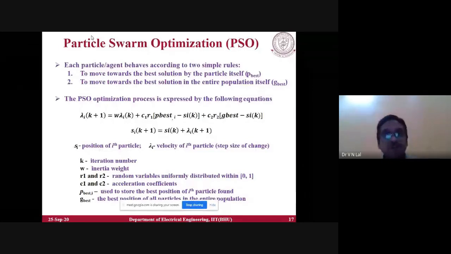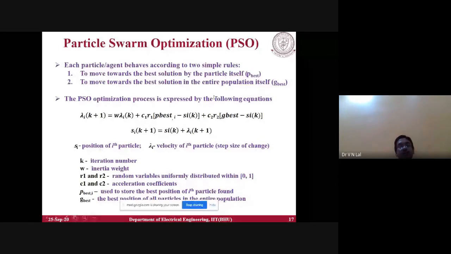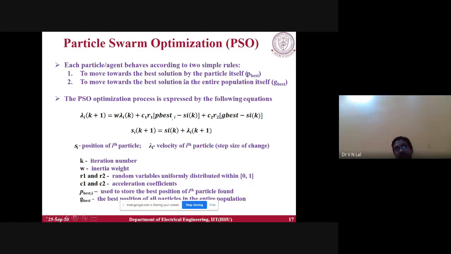So each particle, meaning each agent, a member of that group, behaves according to two simple rules. It will move towards the best solution found by the particle itself according to its own experience. Every particle will have its own experience, so the movement of the individual particle will be based on the best solution by its own experience, that is P best. And the movement of the individual particle will also be based on the best solution of the entire population, the entire group. That is the global best position, G best.